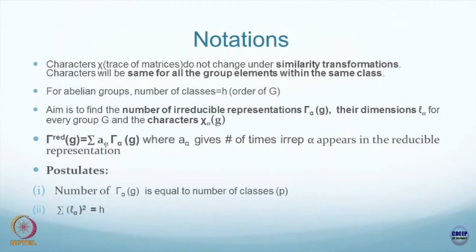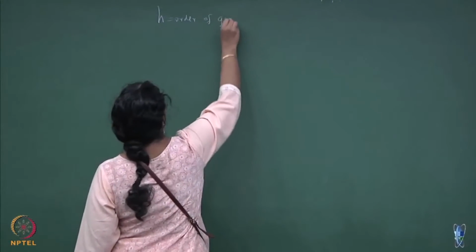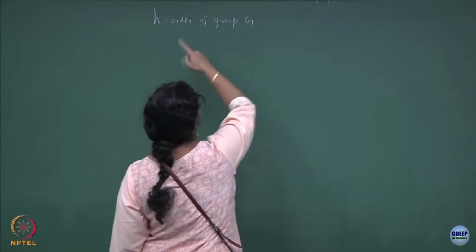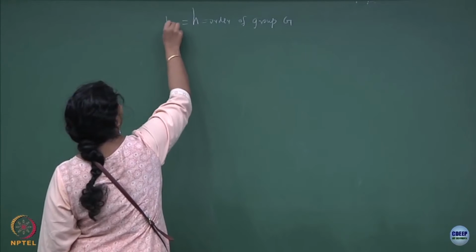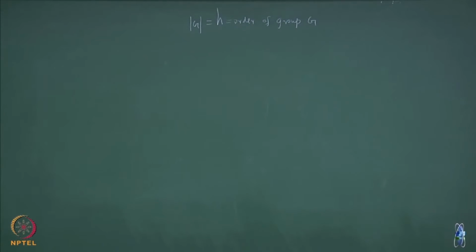So, let me begin with the notations which we started yesterday. What were the notations we are going to follow? We are going to take H as the notation for the order of group. Typically, we write order of group G by mod G, but I am using H just for clarity, and we are writing this as H.